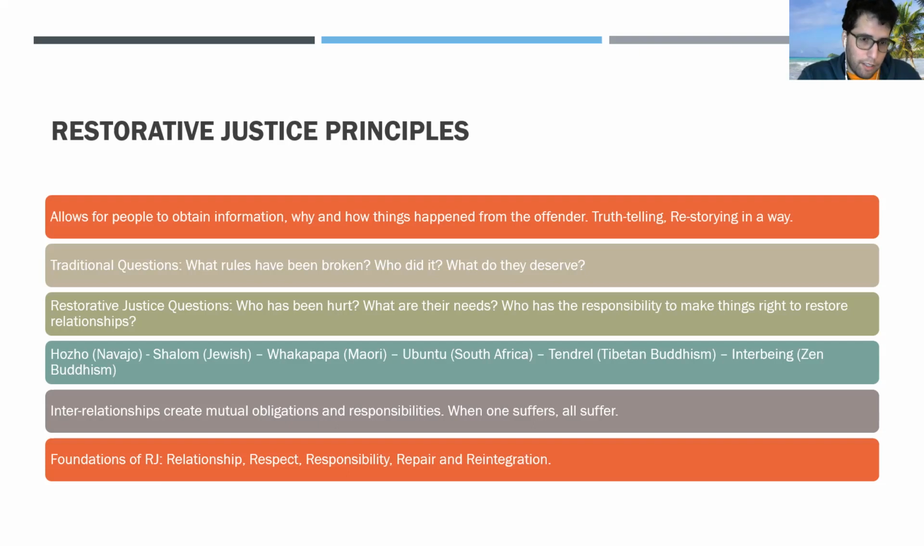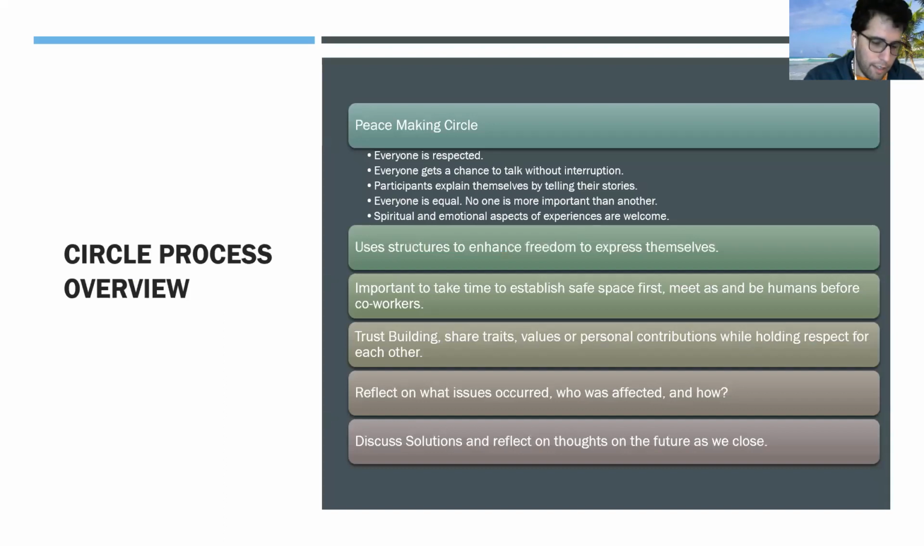So the foundations, like we talked about, being in relationship, having respect, responsibility, and repairing and reintegrating folks, are kind of things that you can have as a shorthand for restorative justice practices. So as we talk about circle processes, there's a lot of different circle process iterations, but in a peacemaking circle, everyone's respected, everyone gets a chance to talk without interruption. Participants explain themselves by telling their stories one by one. Everyone's equal, no one's more important than another, and spiritual and emotional aspects of experiences are welcome. And we really want to use structures to enhance freedom to express themselves.